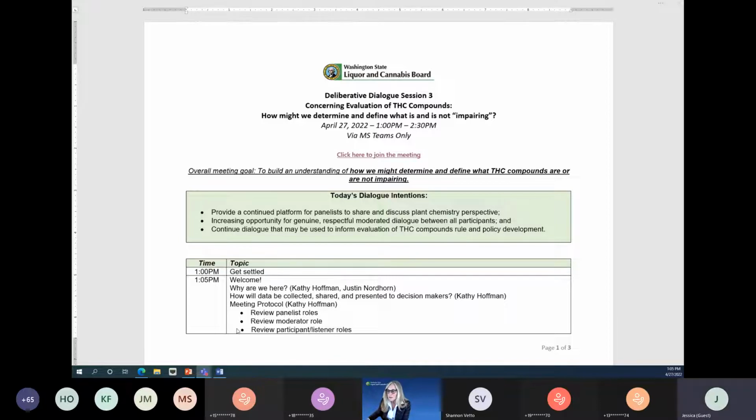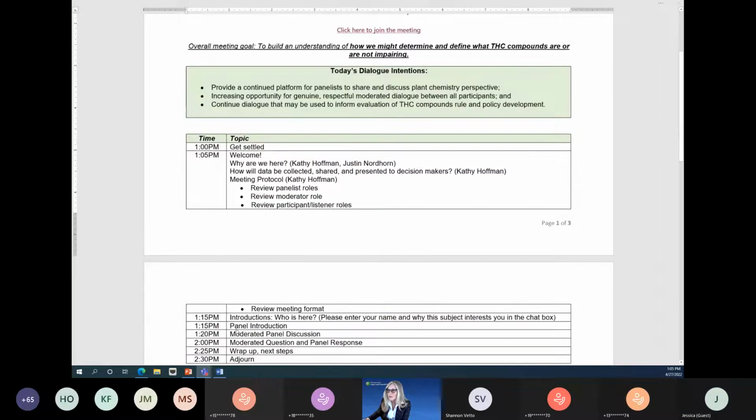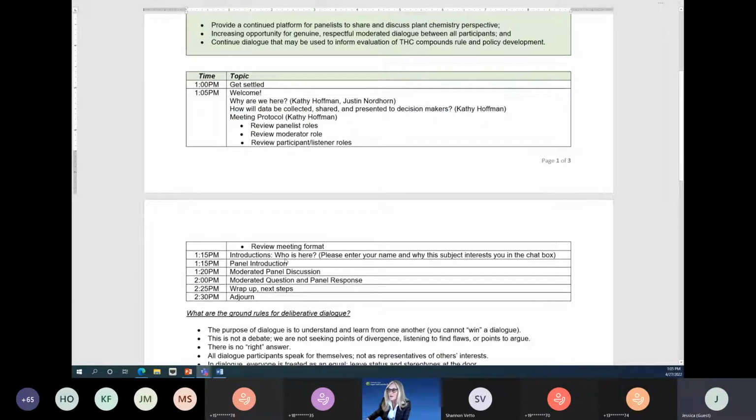I'll go over the agenda really briefly and then move into our slide deck. I'm just going to have a brief introduction here for the next 5 or 10 minutes or so, going through panelist roles, my role as the moderator, participant and listener roles, and then our meeting format. And then we'll have a brief introduction of our panelists today, and then begin our moderated panel discussion. And then we'll have an open question section starting at 2 p.m. And then we'll wrap up at 2:25 so we can stay on time today.